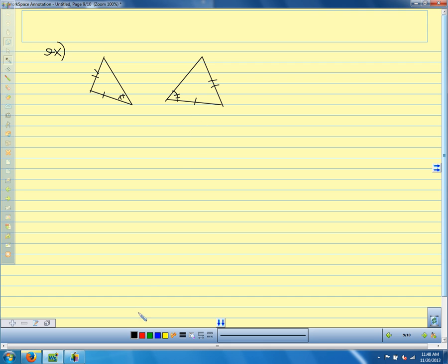In order to have side angle side, my angle would need to be here and here. This one is in between. So the angle isn't included, so this one is not enough information. We'd have to know something about another angle or another side to figure out if these two are congruent. Let's look at another one.